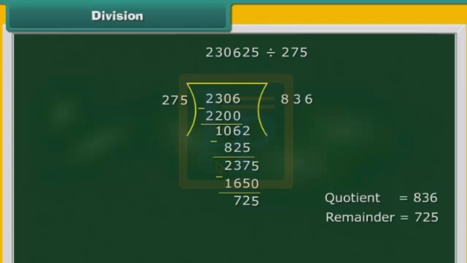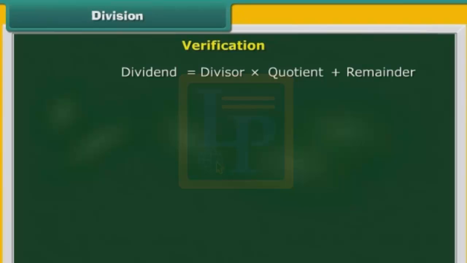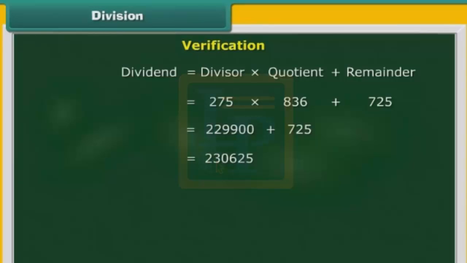Let us now verify the division with the help of this formula. Dividend is equal to divisor multiplied by quotient plus remainder. That is equal to 275 multiplied by 836 plus 725. That is equal to 229900 plus 725. That is equal to 230625. That is equal to dividend. Therefore, the division stands verified.